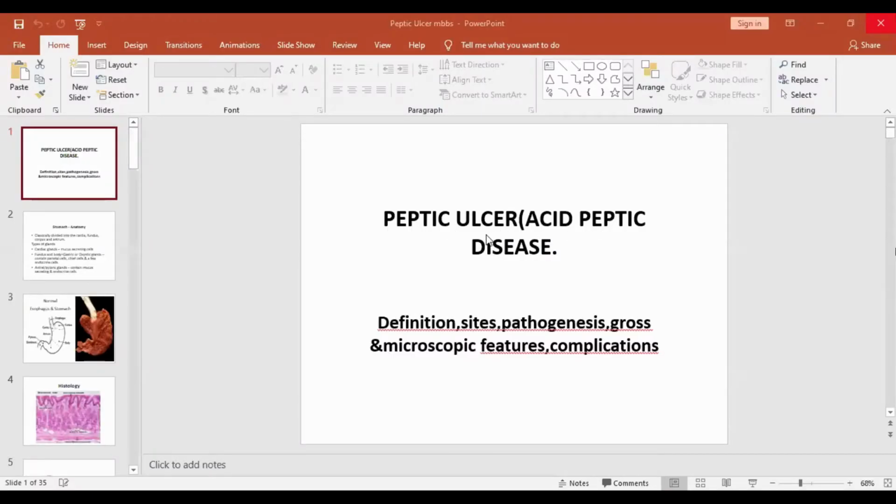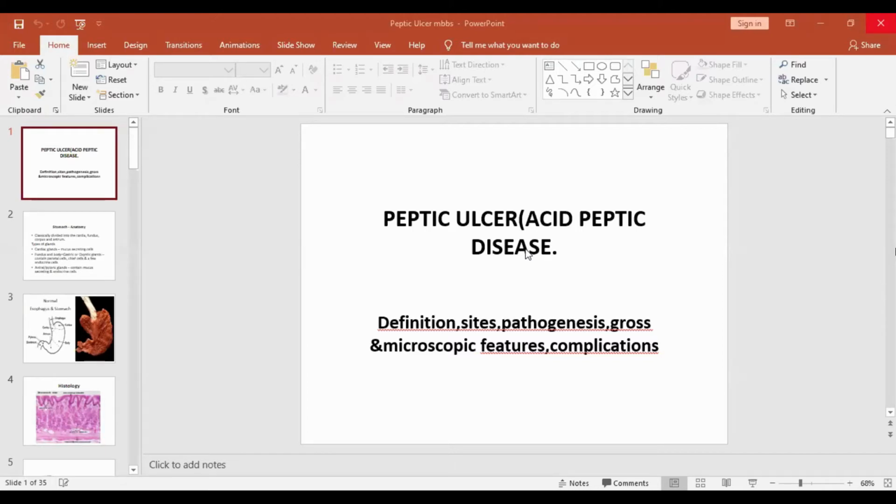Peptic ulcer and acid peptic disease are the same, and this is important from an examination point of view. As I told you, Barrett's esophagus, then pleomorphic adenoma, and the third one, upper GIT. These three important topics you must know. They are asked repeatedly. Of course, anything can be asked in the university exam, but these are quite important and you should know them completely.